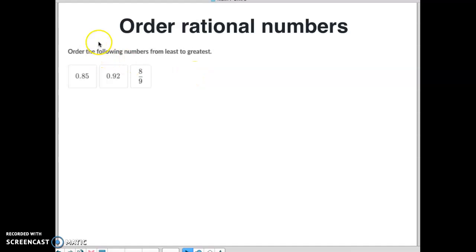Basically, on this question here, you just need to take these three rational numbers and put them in order from least to greatest. Well, obviously 0.85 is smaller than 0.92. But I wonder what 8 over 9 equals. I'll allow you to use a calculator on this one. 8 divided by 9 equals 0.88888 repeating. So you might realize that one would go in the middle of those two, and that's what your answer would look like.